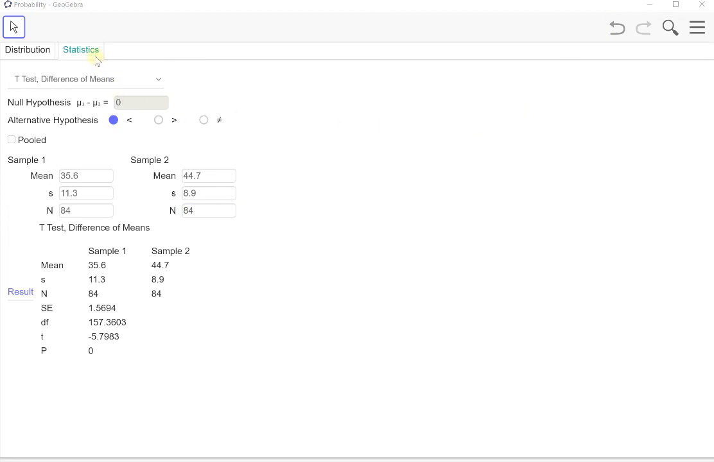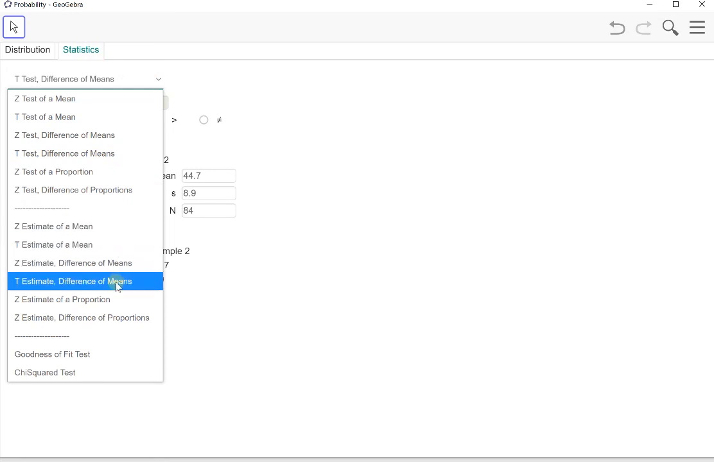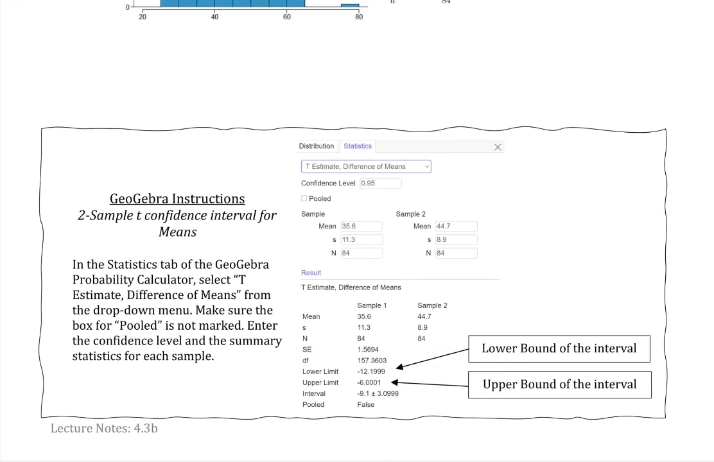And we'll go to the Statistics tab. And we'll check an estimate for the difference of means. Now, since we've already entered our summary statistics here, we can look at the bottom and we're given our confidence interval. The lower limit of negative 12.1999 and an upper limit of negative 6. And this is confirmed in the output that we have in our guided notes.